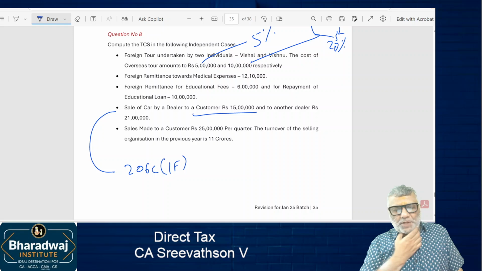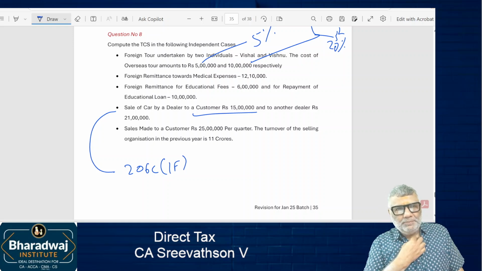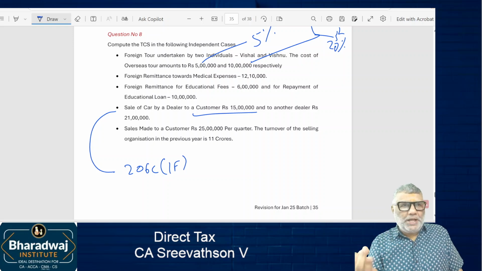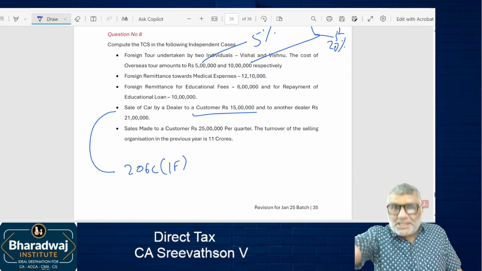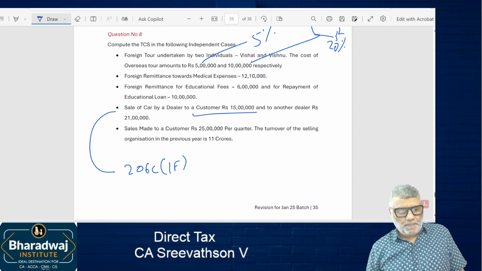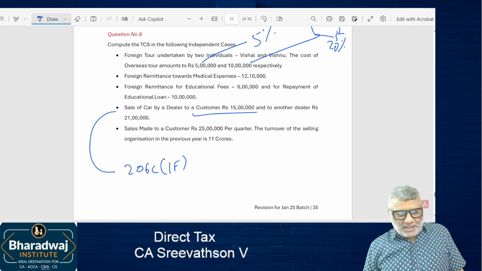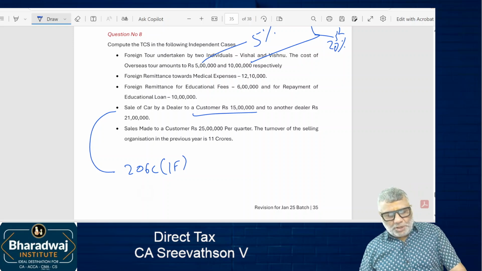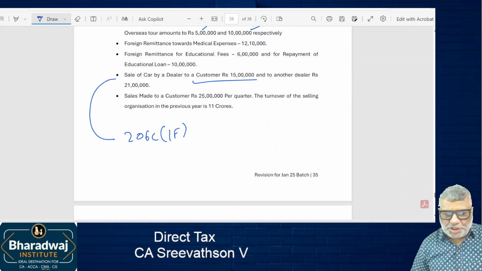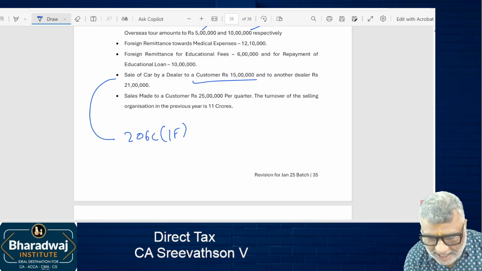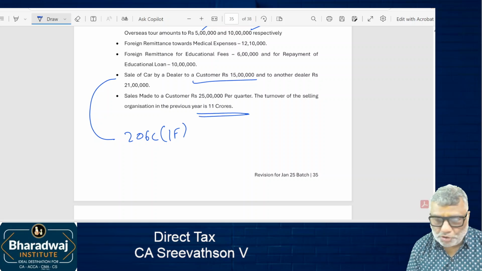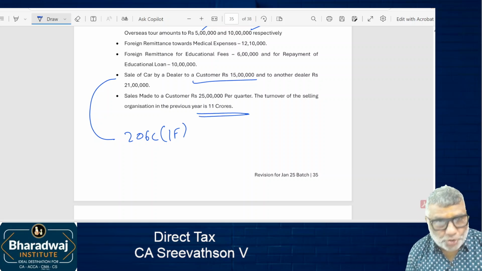If it is to another person, it will not be applicable. Manufacturer to dealer, dealer to dealer, no TCS. Dealer to customer, TCS. Sale made to a customer 25 lakhs per quarter. The turnover of the selling organization in the previous year is 11 crores.